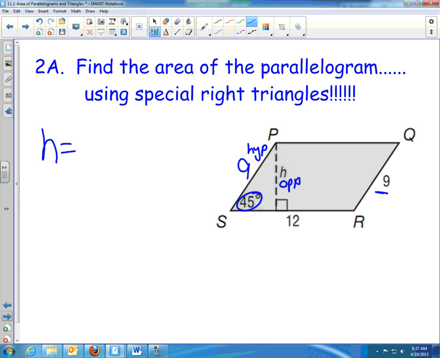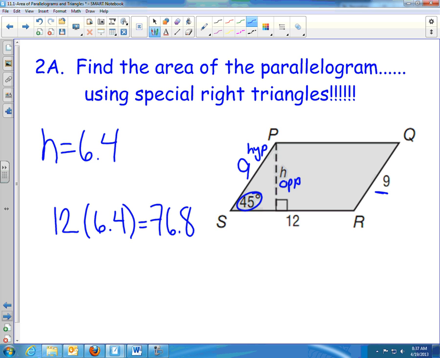If you don't have it yet, pause the video. All right, 6.4 is what we find for our height. So now we just take base times height, and we get 76.8. There isn't a label here, so we don't need to put one.